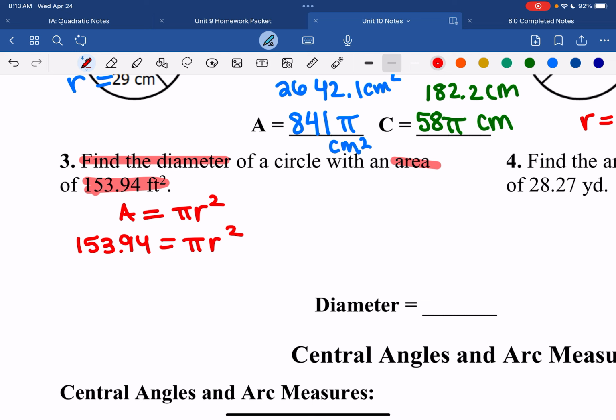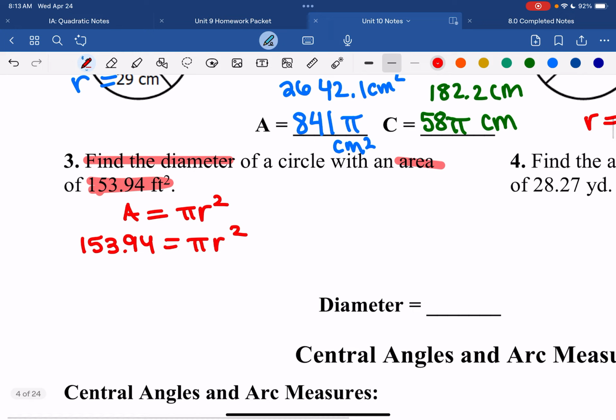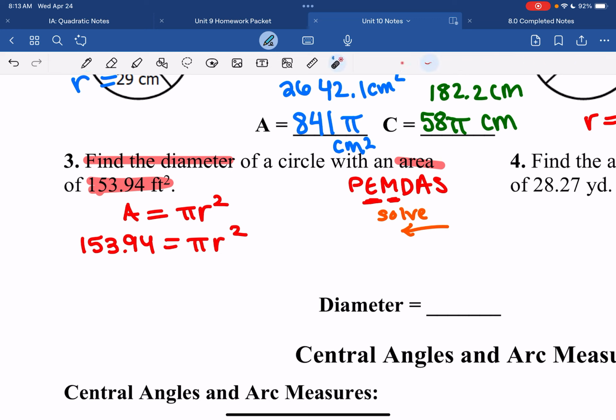Now, remember, when you're solving, you need to do your order of operations backwards. So usually you go exponents and then multiplying, but when you solve, you need to go this way. So you do your adding and subtracting, then your multiplying and dividing, then your exponents and parentheses. So in this case, we're going to divide by pi, and then we can deal with the exponent.